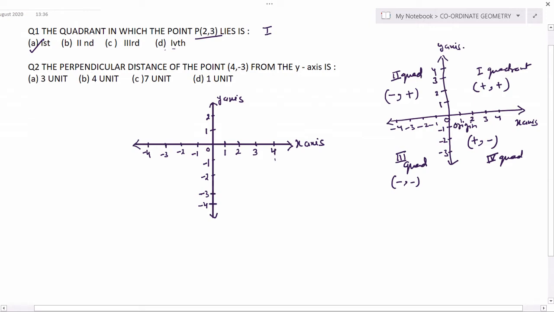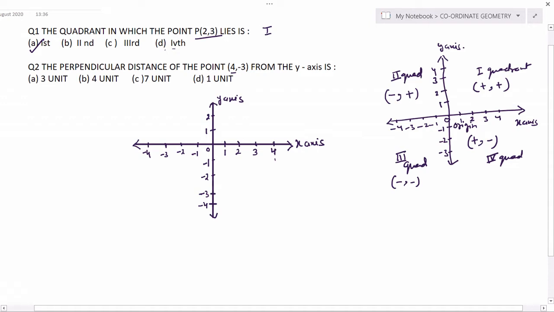Second, the perpendicular distance of the point (4, -3) from the y-axis. Let us see where this point (4, -3) will lie. See, 4: 1, 2, 3, 4. For plotting any point you have to move first of all on the x-axis. You read the x coordinate from here and then you move on this horizontal line. If this is a positive value then you move to the right side, and if it is a negative value then we will move to the left side of this line.